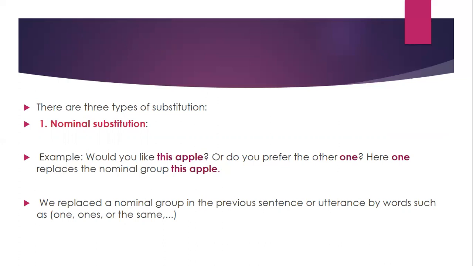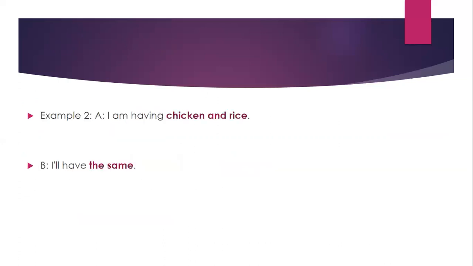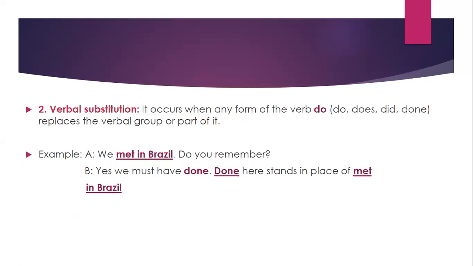We replace the nominal group in the previous sentence or utterance by words such as one, ones, or the same, etc. Example number 2. A: I am having chicken and rice. B: I'll have the same. Here, the same replaces the nominal group, which is chicken and rice.